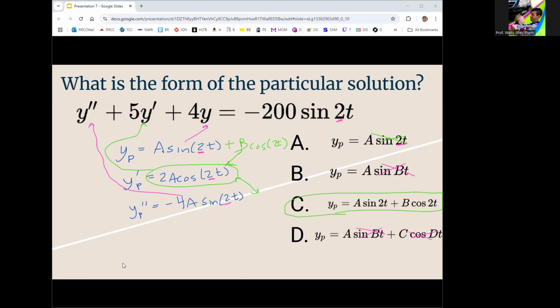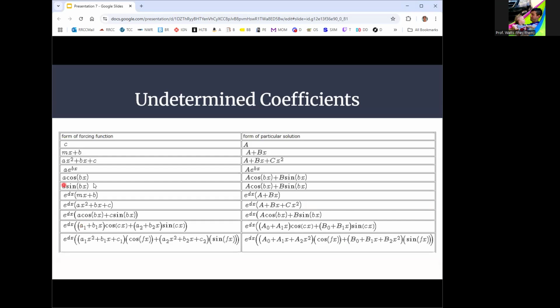Going back to the table, you can see this corresponds to the row A sine bx, where A was negative 200 and B was 2. So we use that 2 in the arguments of both the sine and cosine. The negative 200 is going to be used for solving for capital A and capital B, but doesn't appear explicitly in the particular solution.